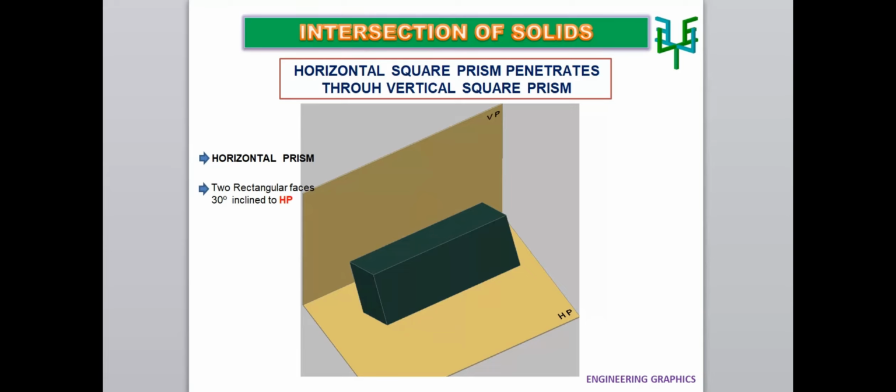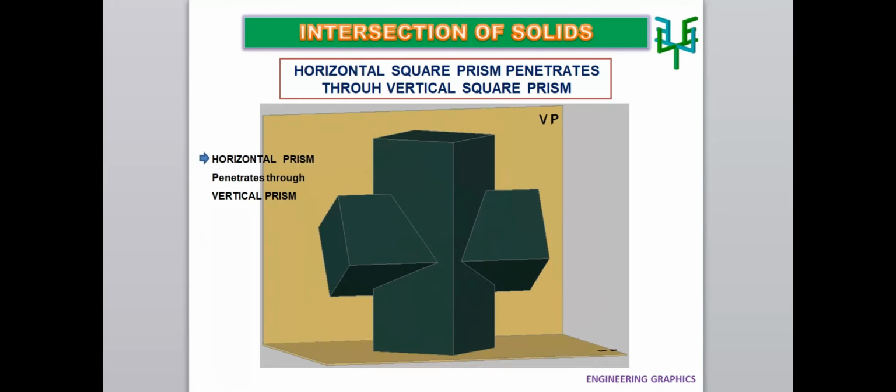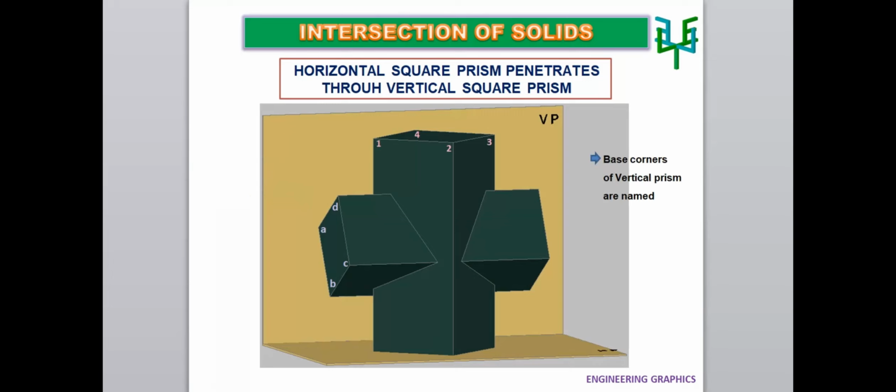It can be noted that the rectangular faces are inclined to VP also. A rectangular plane 30 degrees inclined to HP can be seen as 60 degrees to VP. A plane 60 degrees inclined to HP can be seen as 30 degrees inclined to VP. Base corners of horizontal prism are named as A, B, C, and D. Base corners of vertical prism are named as 1, 2, 3, and 4.